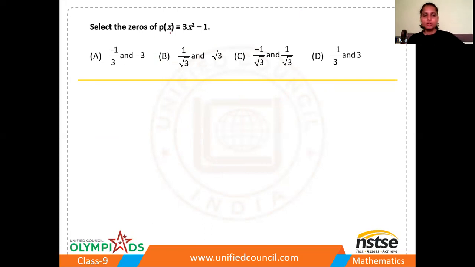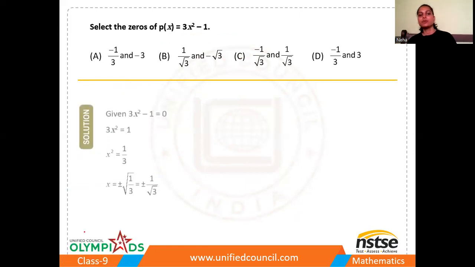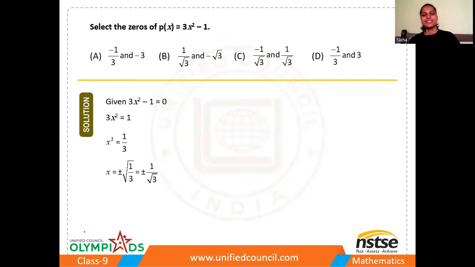The next question is select the zeros of p(x) equals 3x square minus 1. So one function is given, and we have to find out the zeros for that particular expression, right? Let me put it to 0 because I have to find the zeros. So it becomes 3x square equals 1, or x square equals 1 upon 3, or x equals square root of 1 by 3 plus minus. Whenever I do the square root, I will always make plus minus here. So plus 1 by root 3 and minus 1 by root 3. Here's option C, right answer.